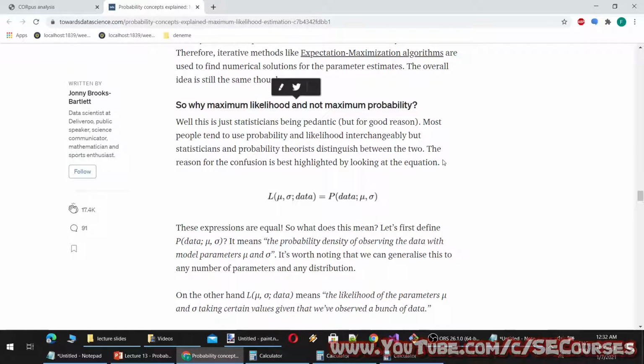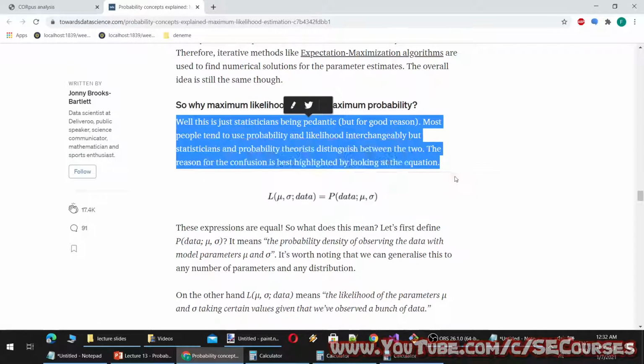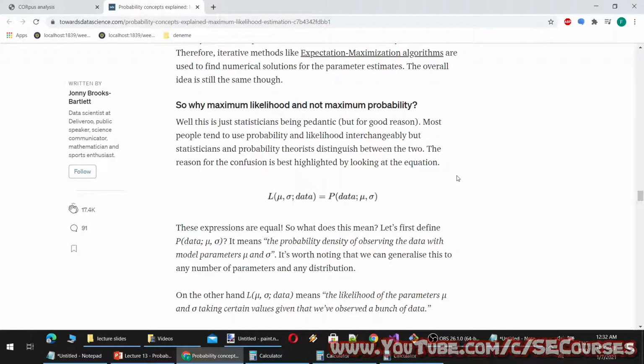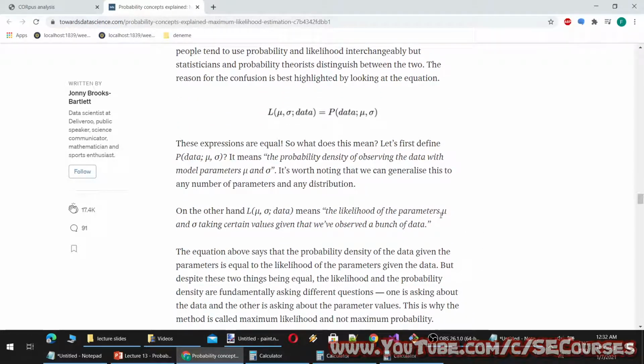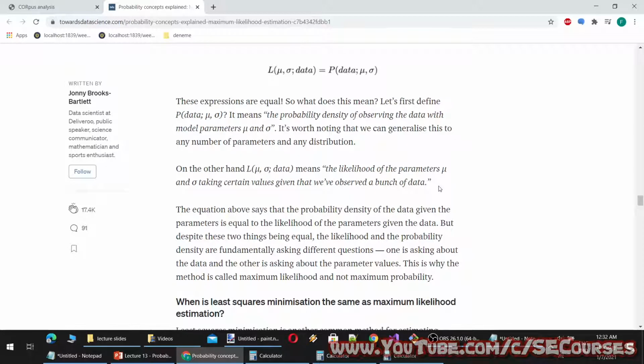So why maximum likelihood and not maximum probability? Well, this is just statisticians being pedantic, but for good reason. Most people tend to use probability and likelihood interchangeably, but statisticians and probability theorists distinguish between the two. The reason for the confusion is best highlighted by looking at the equation. These expressions are equal. So what does this mean? Let's first define p(data | mu, sigma). It means the probability density of observing the data with model parameters mu and sigma. It's worth noting that we can generalize this to any number of parameters and any distribution.